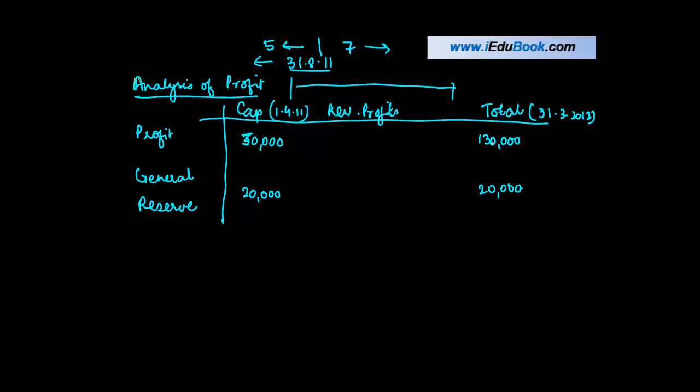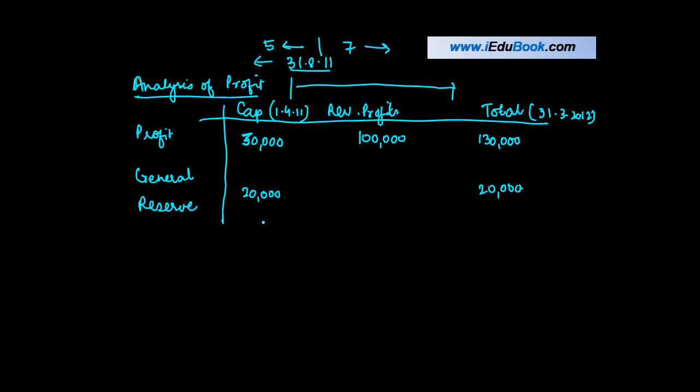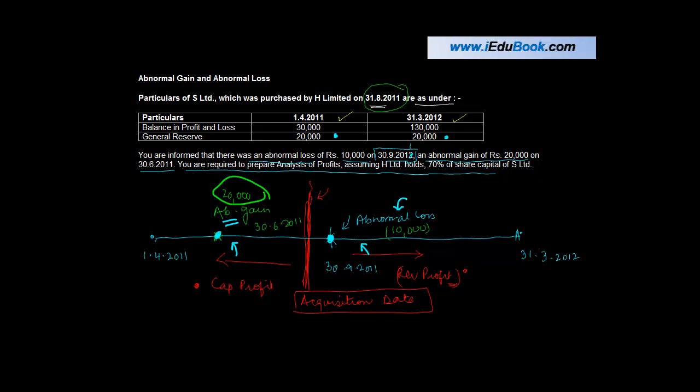So let's say during the year how much profit did we make? 130 minus 30, or 1 lakh. Included in this 1 lakh is the impact of an abnormal gain and an abnormal loss. As I told you, because these events are date specific, we need to adjust them accordingly, either in the capital profits or the revenue profits as the case may be. So abnormal loss 10,000. This must have been reduced to arrive at this profit, so we will increase these profits to nullify the impact of abnormal loss. Similarly, abnormal gain would have increased these profits. To normalize them, we will reduce the abnormal gain, the amount being 20,000.